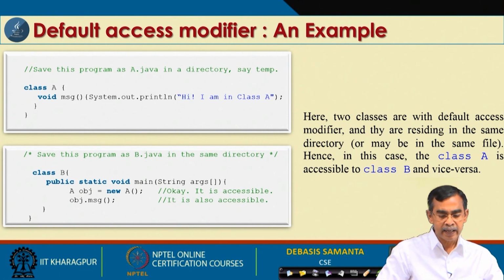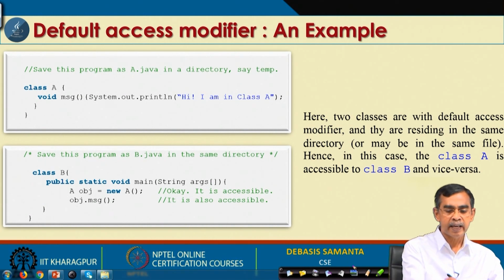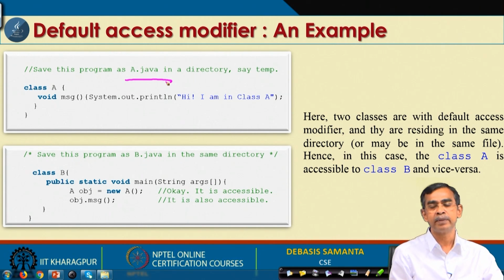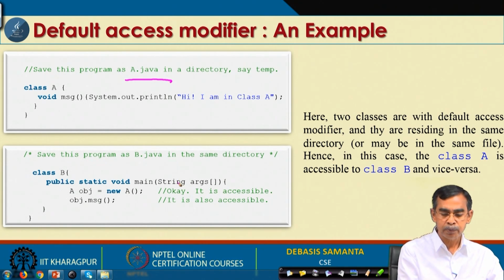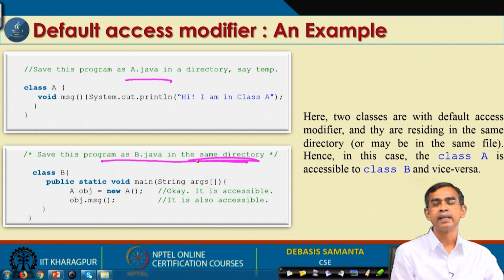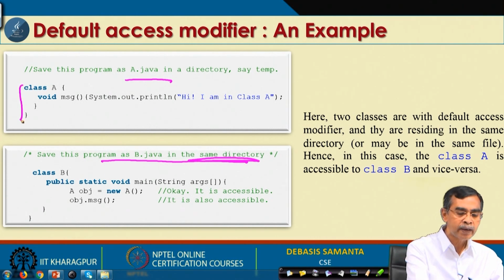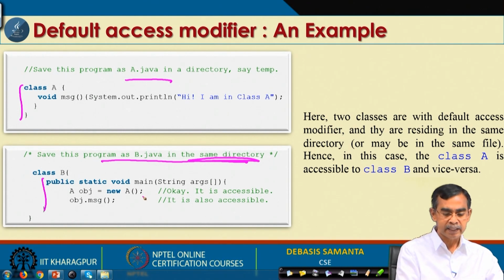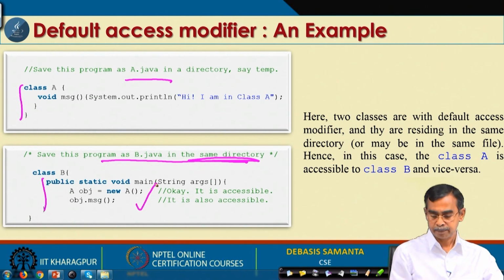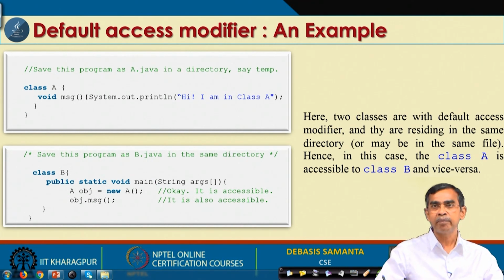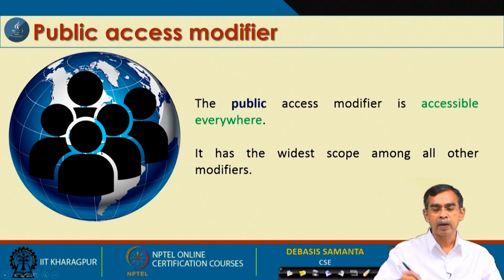Now, here you can understand that in this case there will be no error. This is because, if you see here, we save this program a.java in a sub directory, say temp, and this program b.java is in the same directory. As both the class files are in the same directory, the default access specifier works, that means in this case they will not give any error. So, these are the three things that we have to consider: the same class, files in the same directory, and files in different directories. This is the concept, and then the access specifier will work for you.